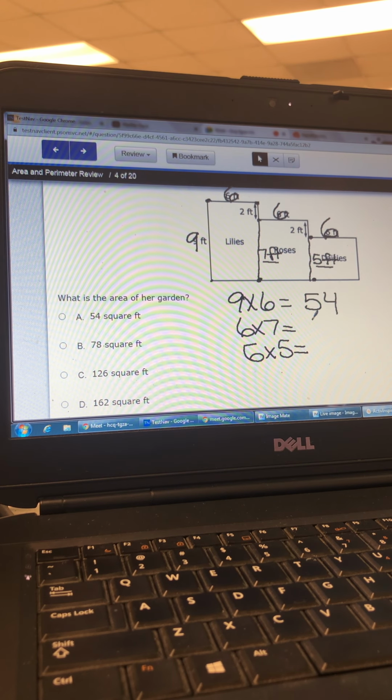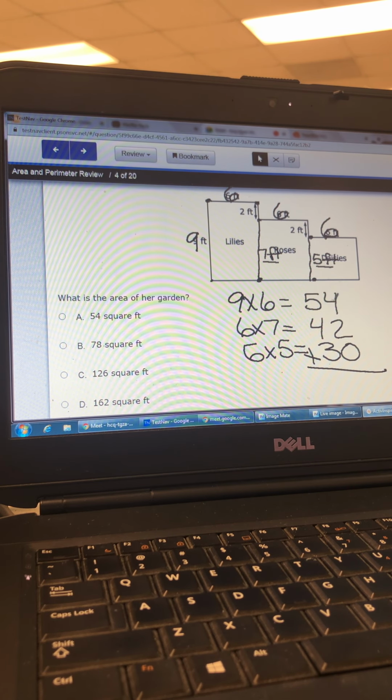6 times 7, 42. 6 times 5, 30. Then I add 4 plus 2 is 6. 5 plus 4 is 9. 9 plus 3 is 12. 126 is your answer.